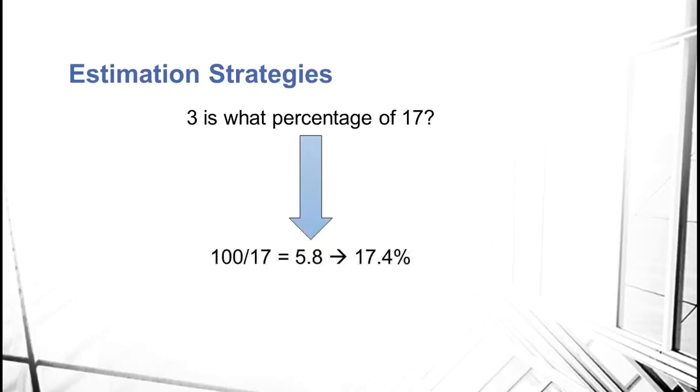The next example builds on what I just presented, but it's really breaking down a question into its components. So 3 is what percentage of 17? That's the same as saying 1 is what percentage of 17 and multiplying that by 3. So using that same strategy of saying 100 divided by 17 equals 5.8. So 1 would be 5.8% of 17, and then multiplying that by 3 to get 17.4%.